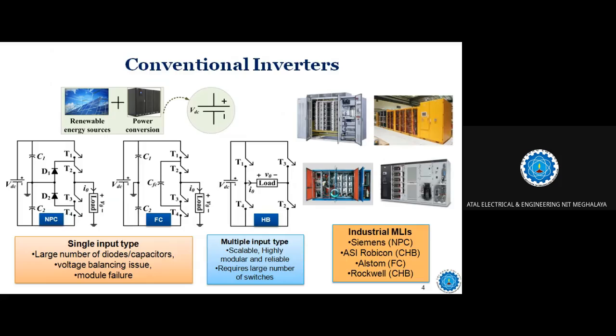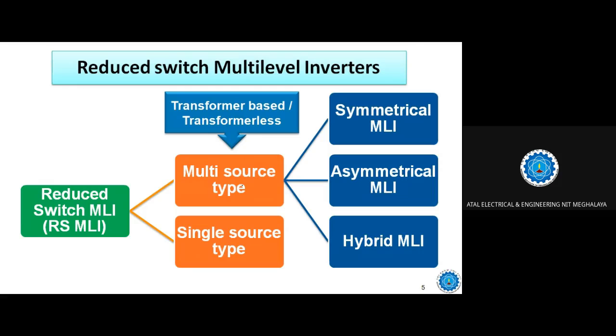As in the previous slide I highlighted, neutral point clamp and flying capacitor are basically the single source types. Whereas the cascade H bridge, if you go on cascading the same module with another one, obviously the number of DC sources is going to increase. That is why it is called the multiple DC source type. So it needs multiple isolated DC sources.